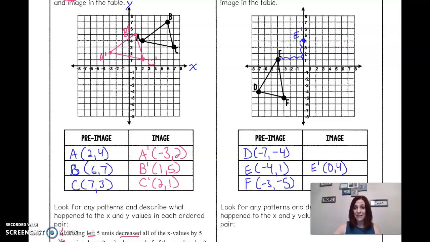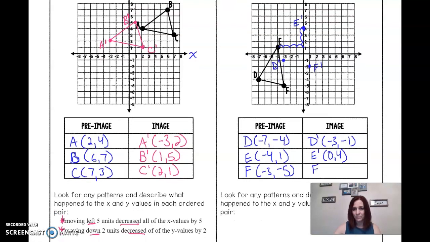Okay. Now D, if I move that 4 to the right, I'm just going to count it. 1, 2, 3, 4, and 3 units up, 1, 2, 3. D prime right there occurs at -3, -1. And then F, if I count that 4 to the right again, 1, 2, 3, 4, and 3 up, 1, 2, 3. F prime is going to occur at 1, -2. So what patterns do we see? Well, I probably should draw my triangle, right?